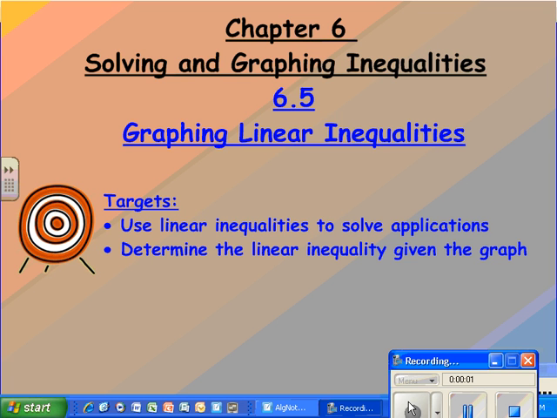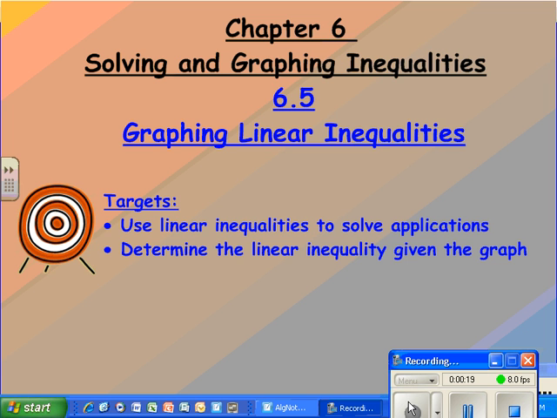Okay, we're still in Chapter 6, Solving and Graphing Inequalities. We are in Section 6.5. On the top of your notes, it says 6.2. That was a typo on my part. So it is 6.5, Graphing Linear Inequalities. You need to change that in your notes so it says that on top. The teachers will look for that tomorrow.